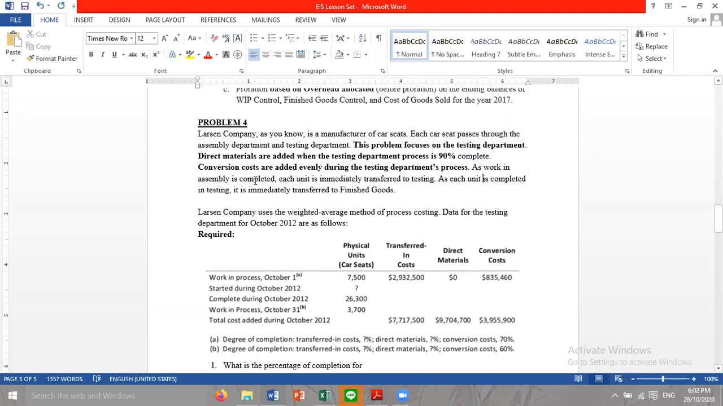As work in assembly is completed, each unit is immediately transferred to testing. Here, this is the key point. That means we'll have transferred in cost. As each unit is completed in testing, it is immediately transferred to finished goods.